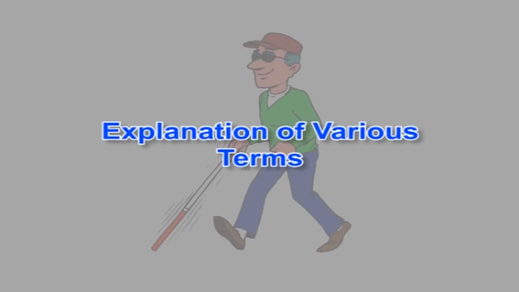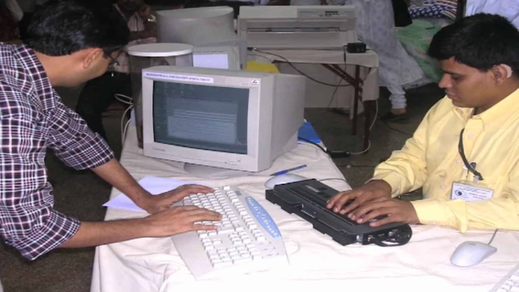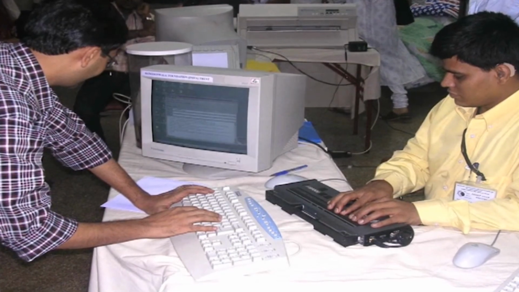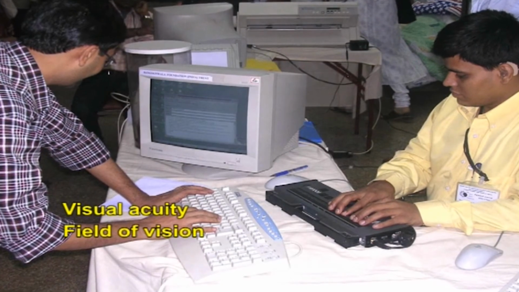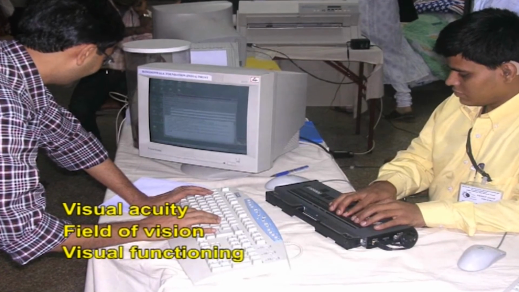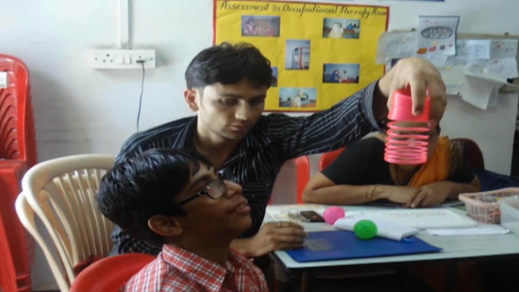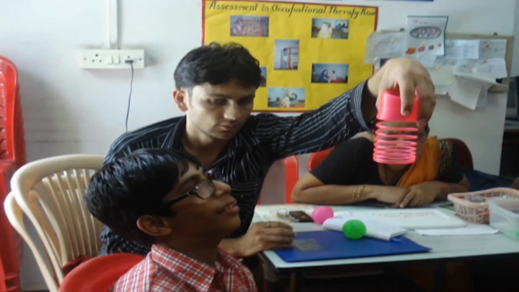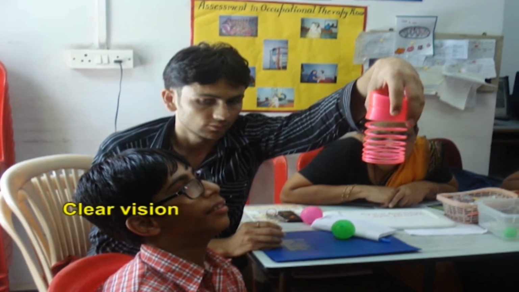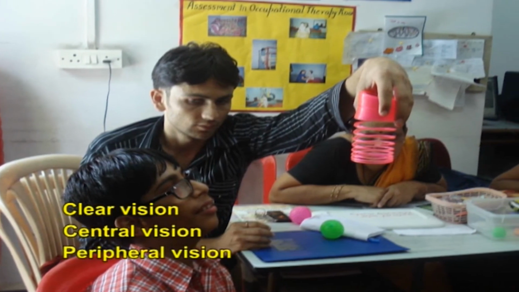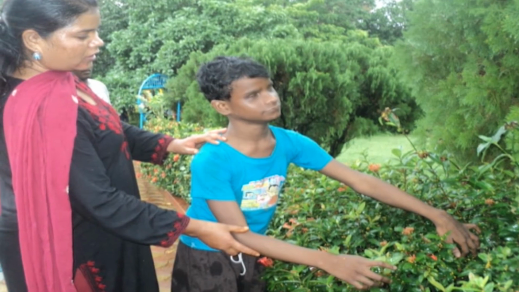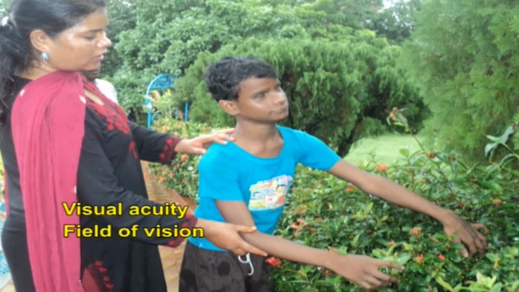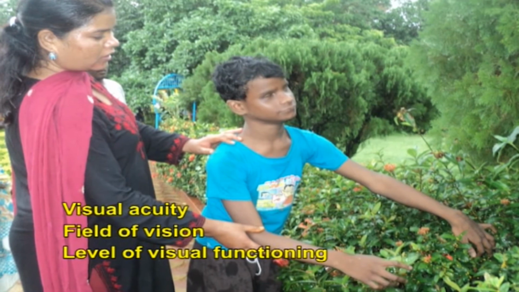Explanation of various terms. Next, let us understand the various terms associated with visual impairment. In defining visual impairment, three aspects of vision, namely visual acuity, field of vision, and visual functioning, are considered simultaneously. In a broad sense, visual defects result in loss of clear vision, central vision, or peripheral vision. All these losses are considered by measuring visual acuity, field of vision, and level of visual functioning.